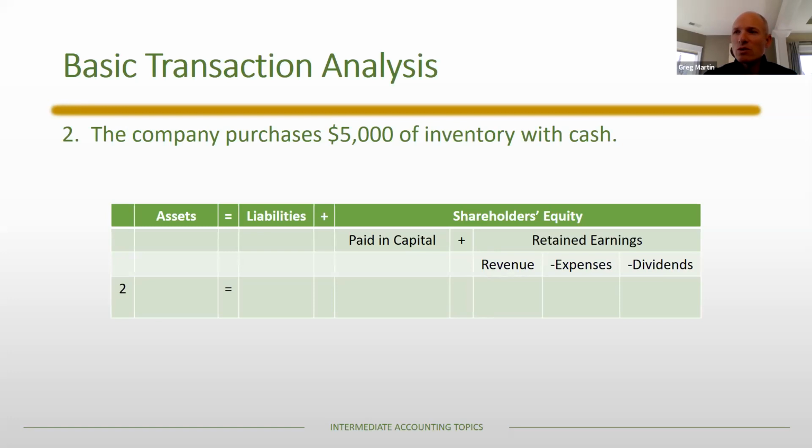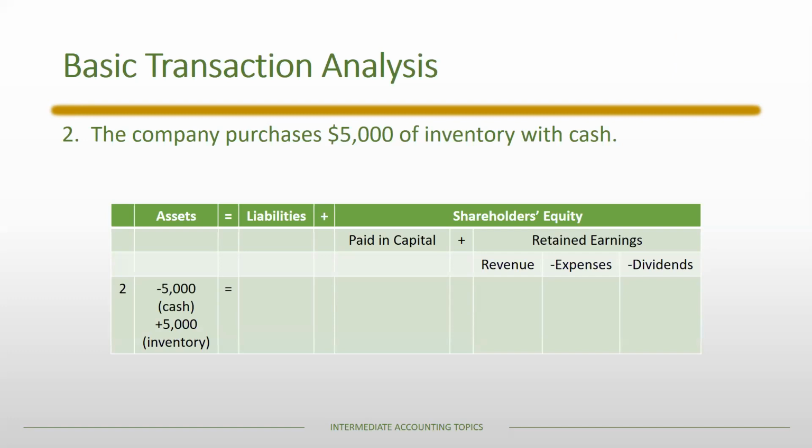Because you're purchasing inventory, your assets decreased by 5,000. Okay, which asset? Cash. Yep, so cash decreases, and then what's the other part of that transaction? Inventory increases, there we go. So cash decreases 5,000, and inventory, which is another asset account, increases 5,000.